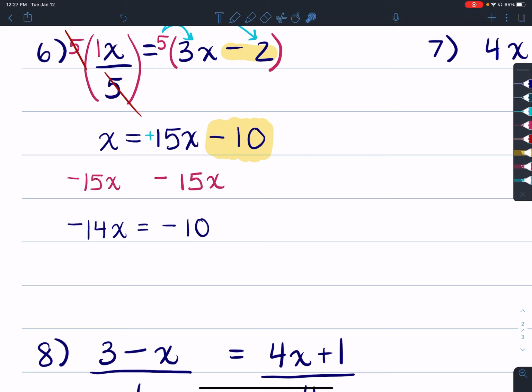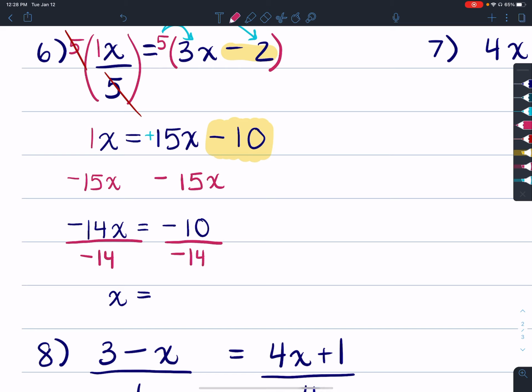I don't want to know what negative 14 of my x's are. I want to know what just 1 is. So now I have to undo this multiplication. I have minus 14 being multiplied by x, so I'm going to do the opposite operation and divide by negative 14. And what I do to one side, I do to the other. So I'm dividing by negative 14.